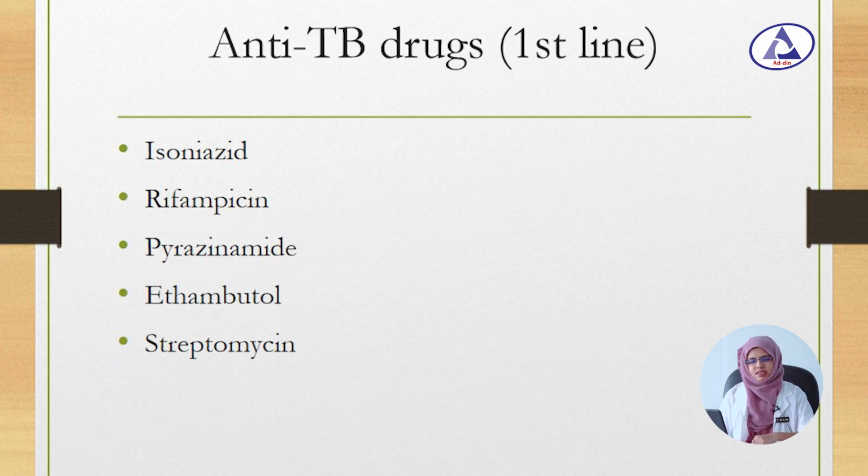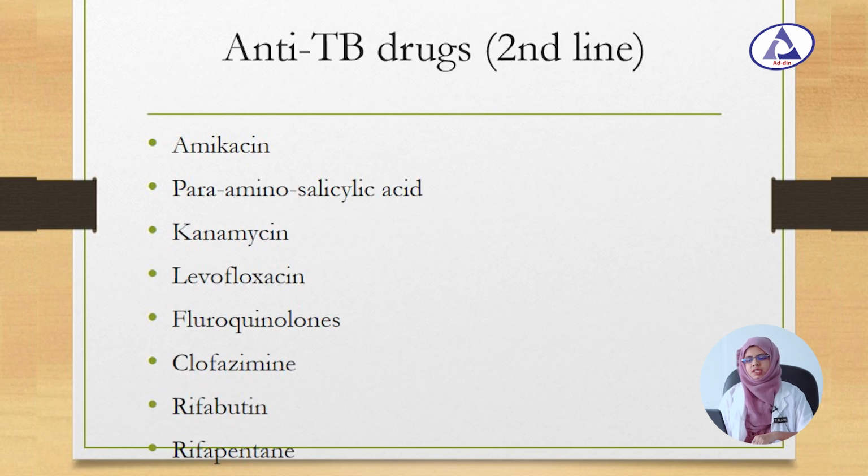Anti-TB drug: first-line anti-TB drugs are isoniazid, rifampicin, ethambutol, pyrazinamide and streptomycin. Second-line anti-TB drugs are amikacin, para-aminosalicylic acid, kanamycin, levofloxacin, fluoroquinolones, clofazimine, rifabutin and rifapentine.